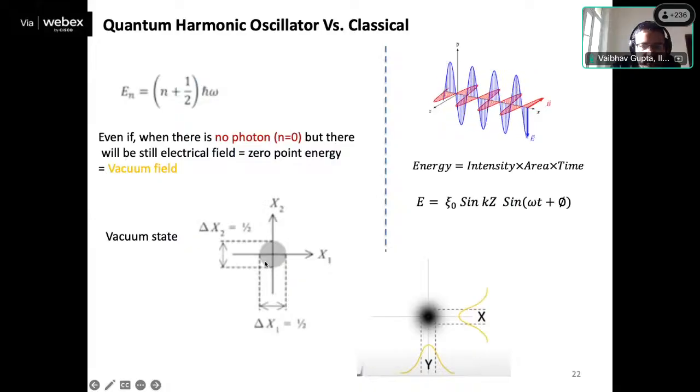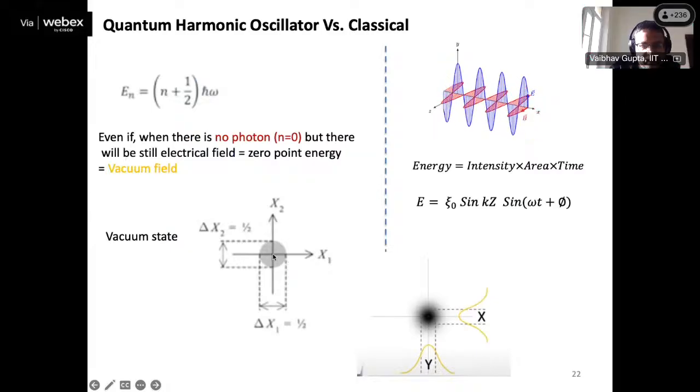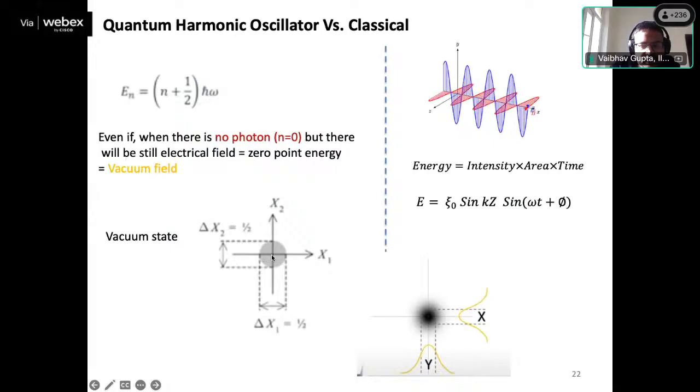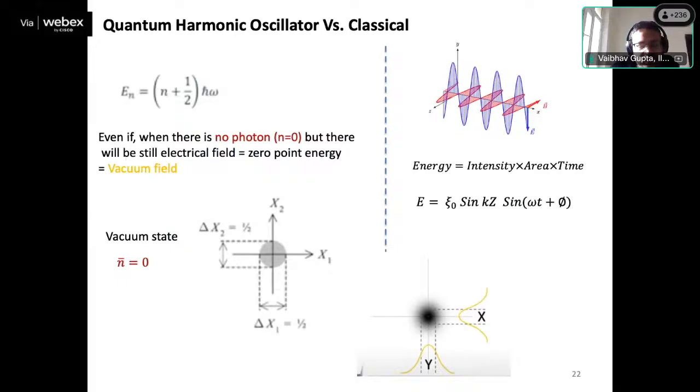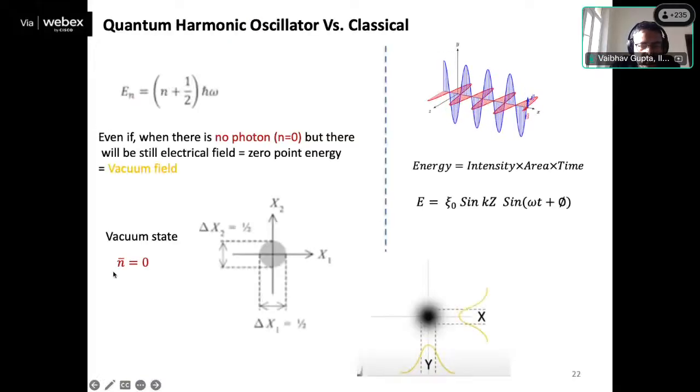So what is the vacuum state? If you plot that on a quadrature diagram, this is how the vacuum state looks. There is no photon, meaning you are at exactly the 0, 0 location, but still there will be some sort of uncertainty in x1 and in x2 as well. And what will be the value? That will be half and half. So the multiplication of x1 and x2 is 1 by 4. So those are the states where there is no photon, n equals 0, right?